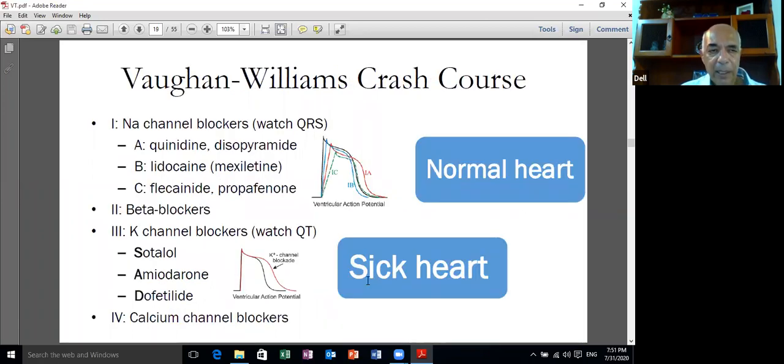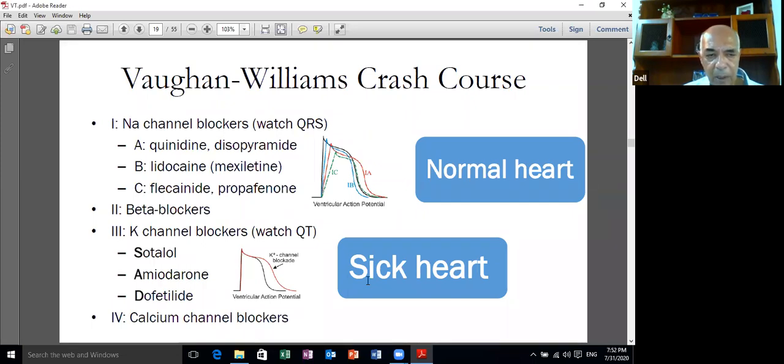If you inspect the time-honored classification of antiarrhythmic drugs, we actually have 2 essential groups. Group 1 is the sodium channel blockers, and these delay phase 0, the depolarization phase. As a result of that, it widens the QRS complex. It's used when there is no structural heart disease, normal hearts.